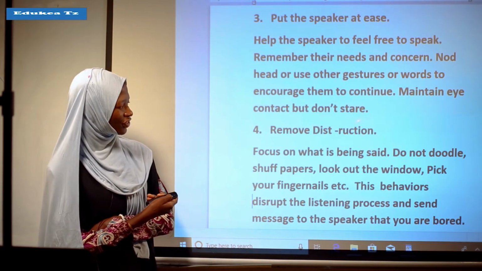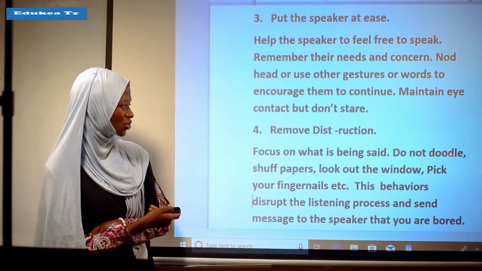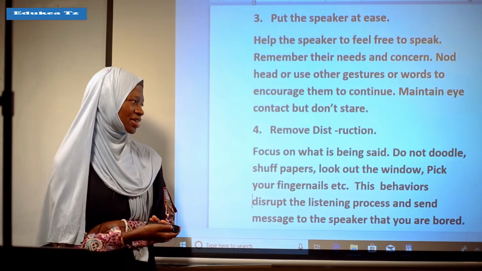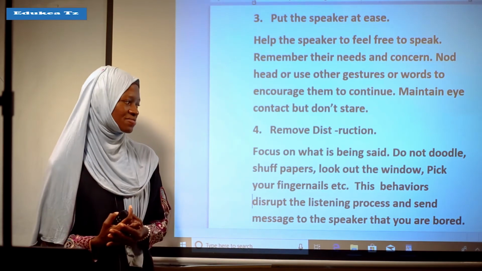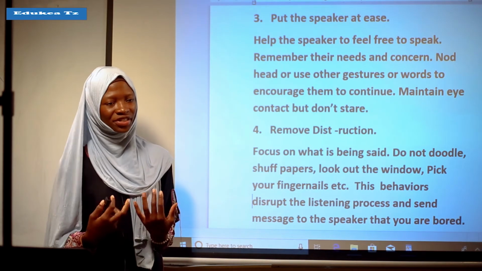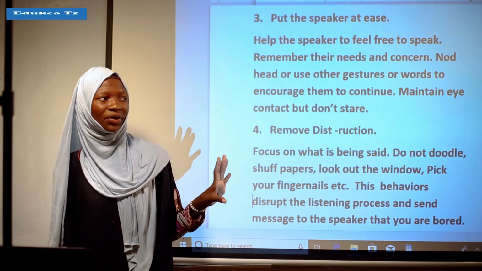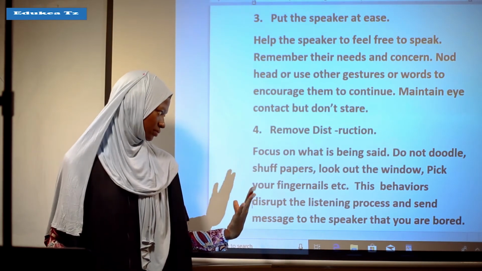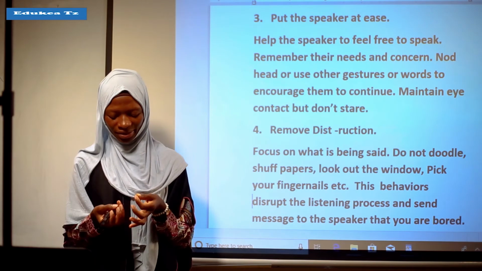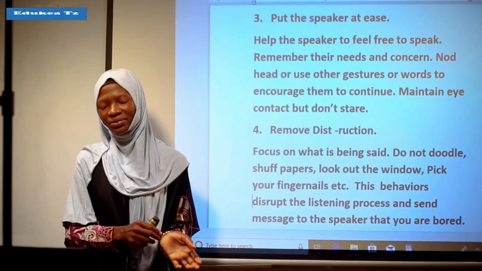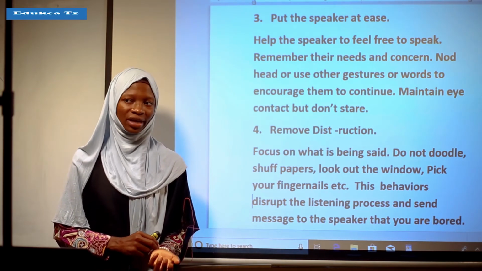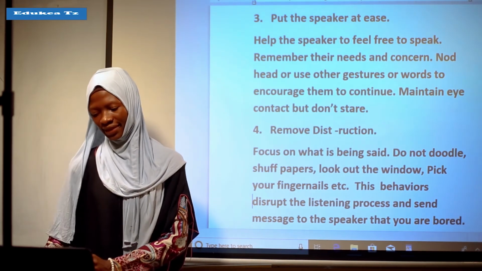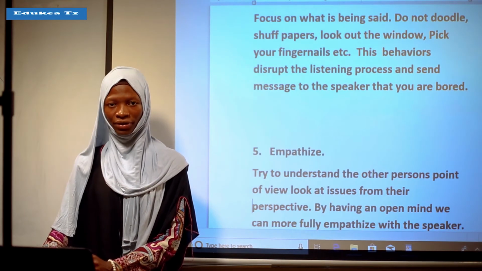Next is remove distraction. Focus on what is being said. Do not doodle, shuffle papers, look out the window, or pick your fingernails. Remove all distractions, anything that you think will distract you. Maybe when the teacher is teaching and you're looking outside the window at what other people are doing, or picking your nails, the speaker will know that you are not listening well. And the speaker will be bored automatically.